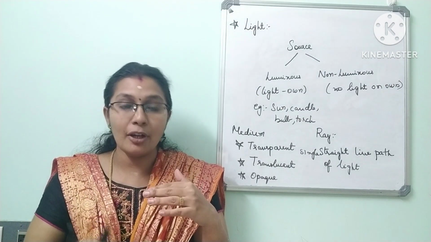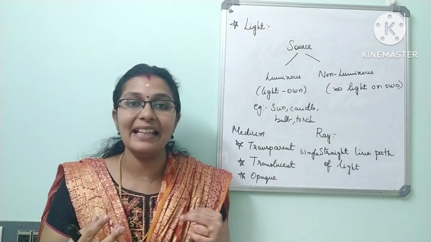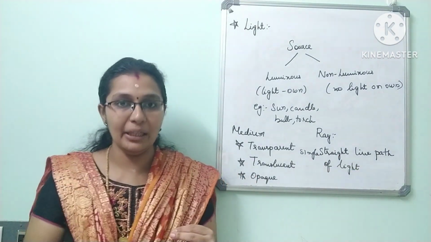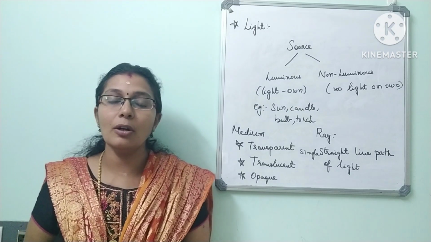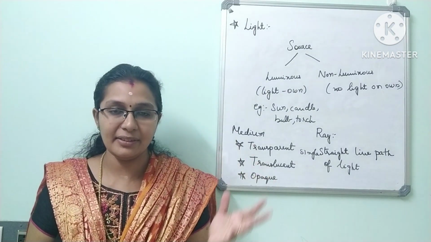When a number of lines are used and represented by arrows, we say it is a beam of light. A number of rays constitute a beam of light. Clear? So before certain discoveries, it was believed that light travels in a straight line.